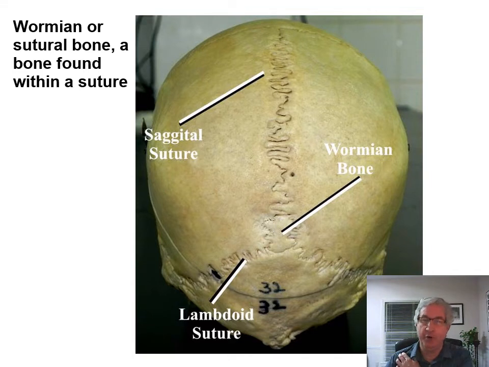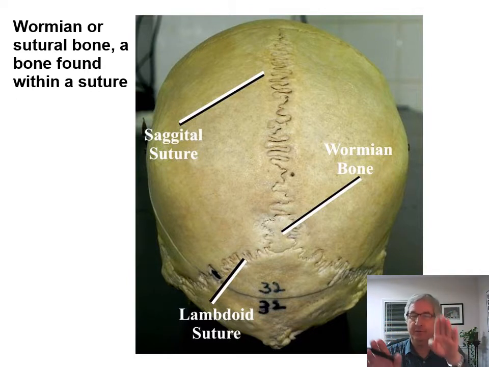Here's what a wormian bone or sutural bone looks like. We haven't talked about these yet. This is a suture. A suture in the skull is where two bones come together, and it's kind of a wiggly line, so it looks like it was sewn together, like surgical sutures. Sometimes inside these sutures, instead of the bones from the left and right side coming together all the way, a bone forms before they fuse. It's almost like a sesamoid bone.